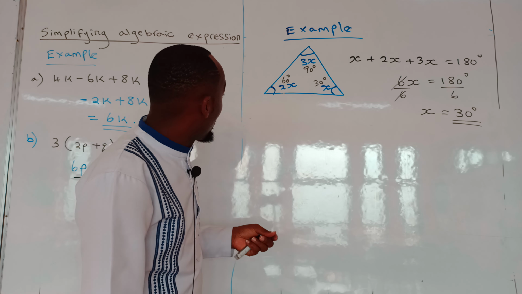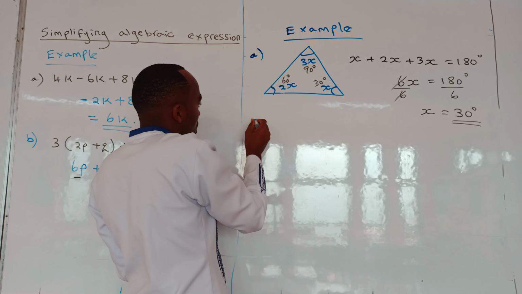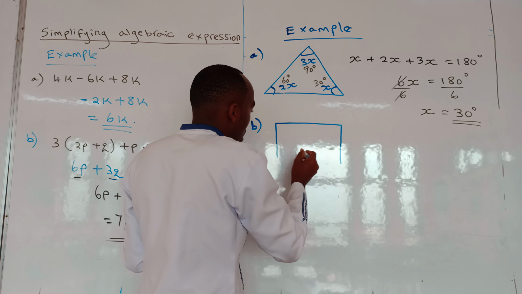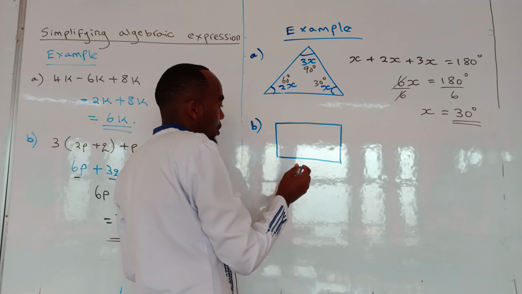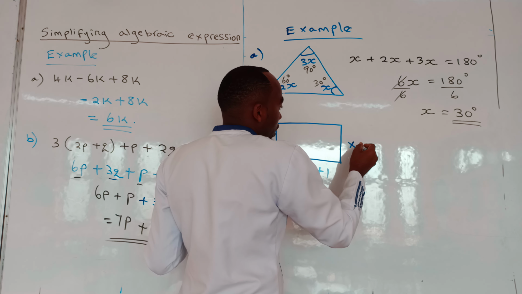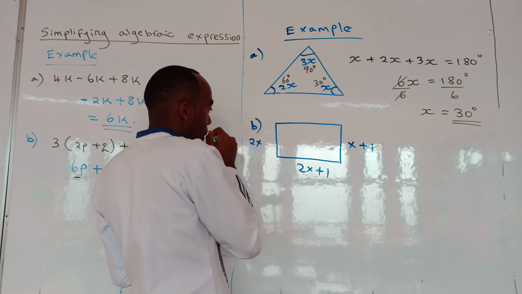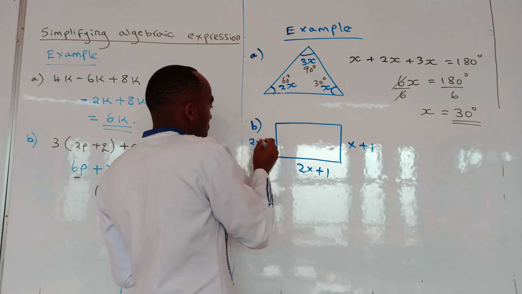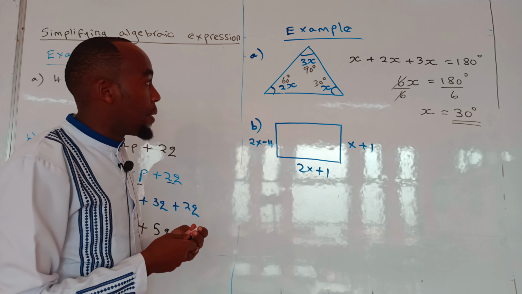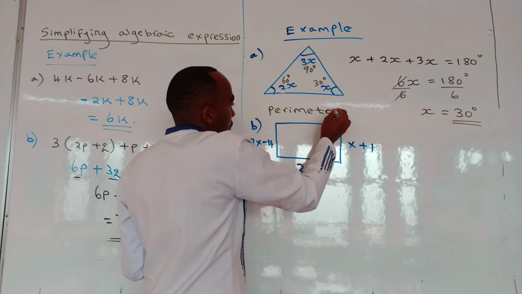Okay? Let me also try to do another example here. This is the first one. The second one, you can be given a rectangle where you are given 2x plus 1. Then here you can have x plus 1. And let's say 2x minus 4. Then you're told to find the perimeter. Let's assume the question is on perimeter.